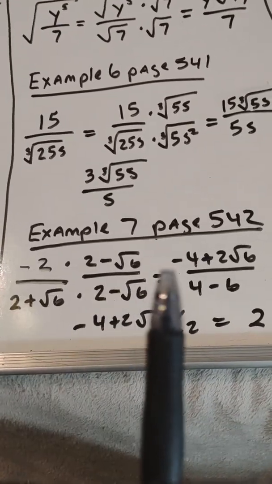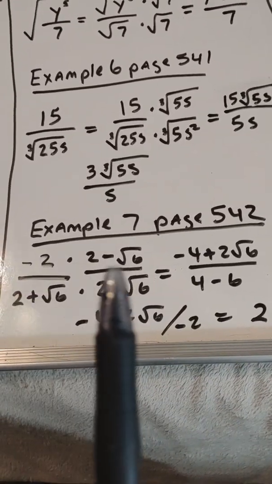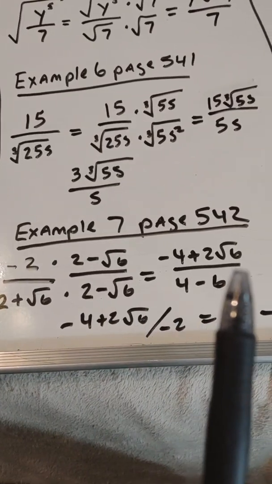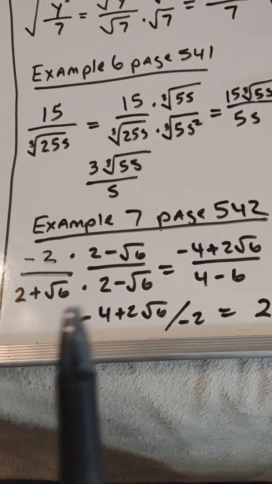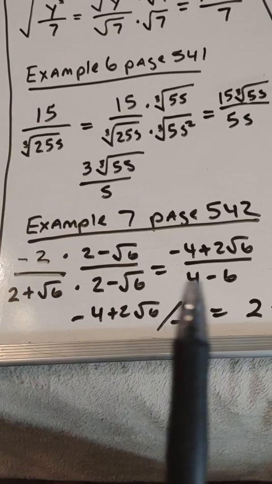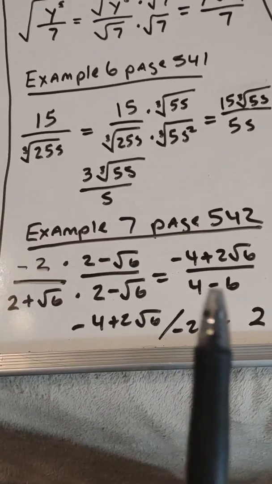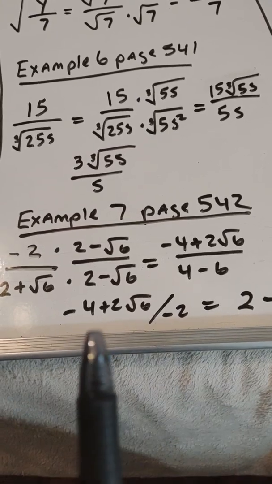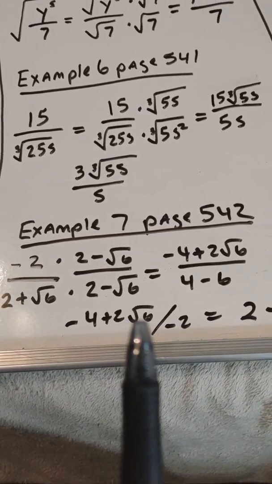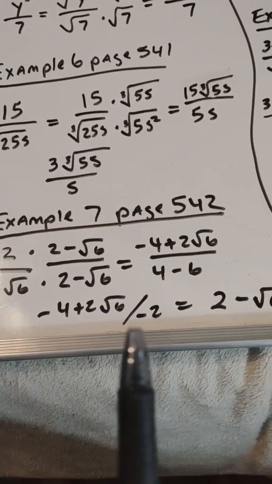Again, if I multiply the bottom by this, I've got to multiply the top. So negative 2 times 2 gives me negative 4. Negative 2 times a negative square root of 6 gives me plus 2 square root of 6. 2 times 2 gives me 4 minus square root of 6 times square root of 6, which is square root of 36, which is 6. This then gives me negative 4 plus 2 square root of 6 over negative 2.